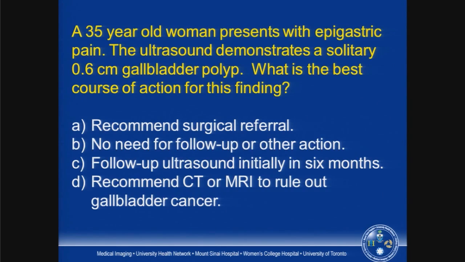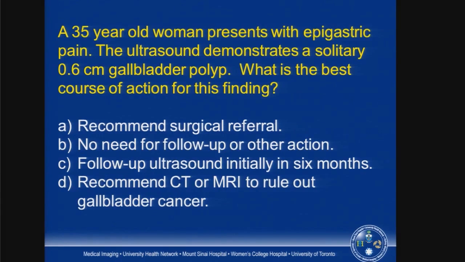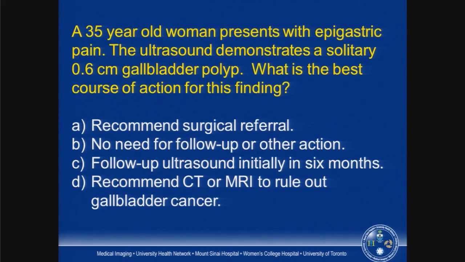And it brings us to my final question, which is: a 35-year-old woman presents with epigastric pain, and the ultrasound demonstrates a solitary 0.6 centimeter gallbladder polyp. What is the best course of action for this finding? Should the patient be referred to the surgeon? No need for follow-up or other action? Follow-up ultrasound initially in 6 months, or recommend CT or MRI to rule out a gallbladder cancer?